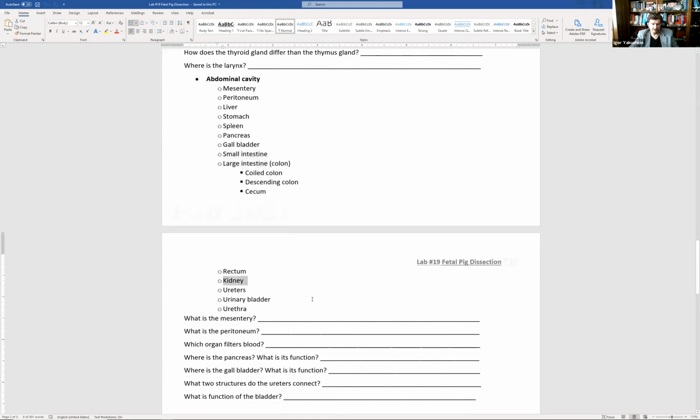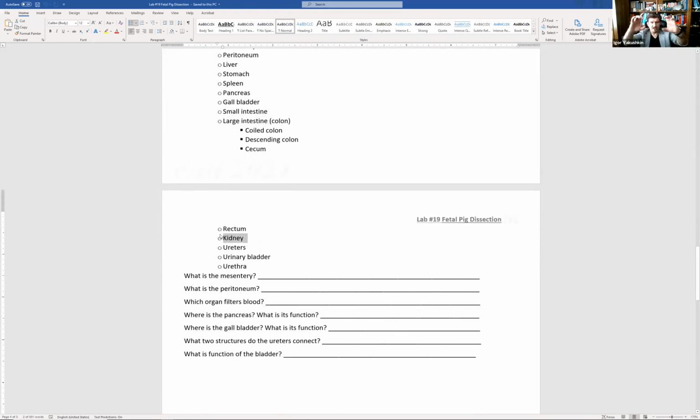Kidneys for sure. Ureters. Kidneys, of course, have the tubes, and we haven't talked about that. Actually, that's the next lecture, the urinary system. But basically, kidneys have tubes which take the formed urine and store it in the urinary bladder, right?